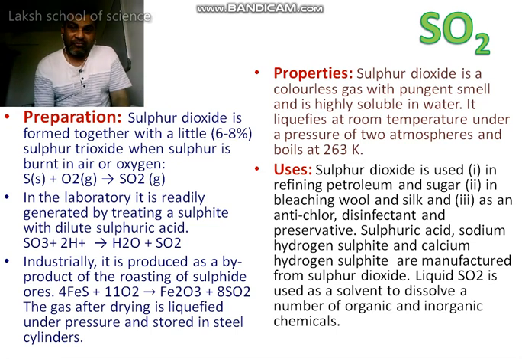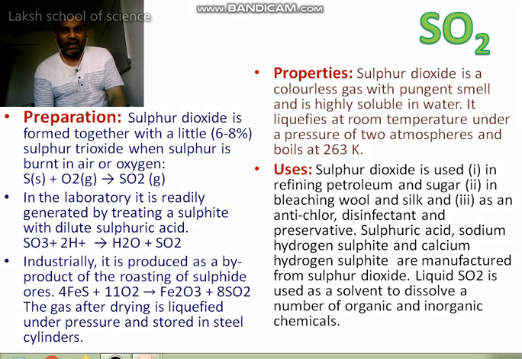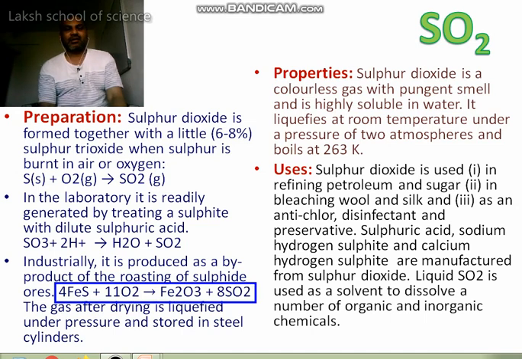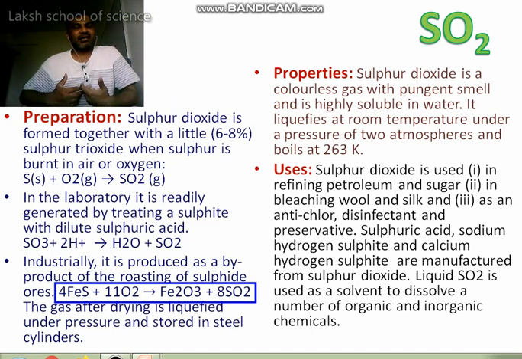In the laboratory, it is readily generated by treating a sulfide with dilute sulfuric acid. So sulfuric acid, that is 2H plus, if we react any sulfide with it, that will give you straight away sulfur dioxide and water. This is a very simple reaction. These are all things you have to watch out for, you can remember.